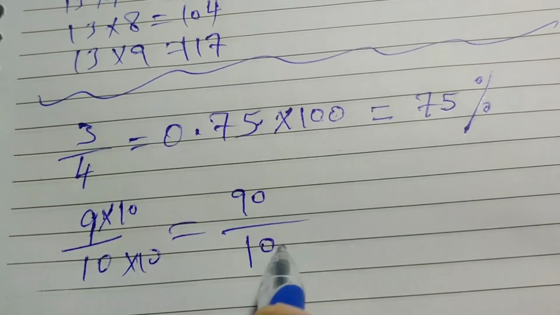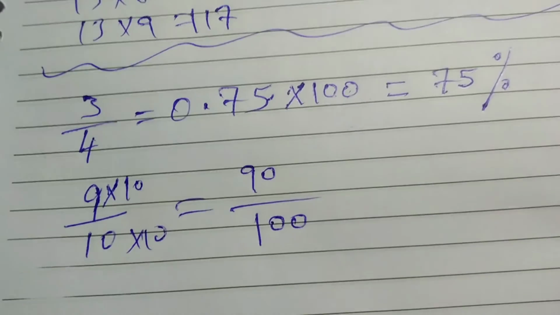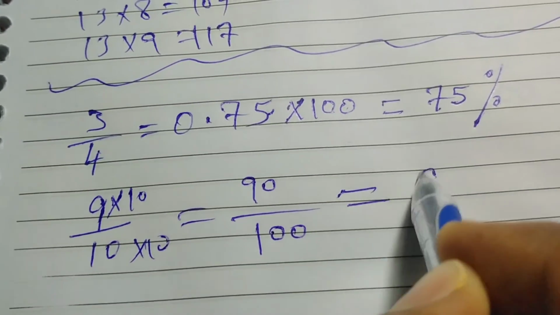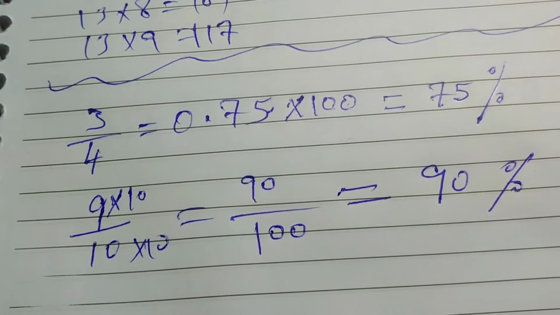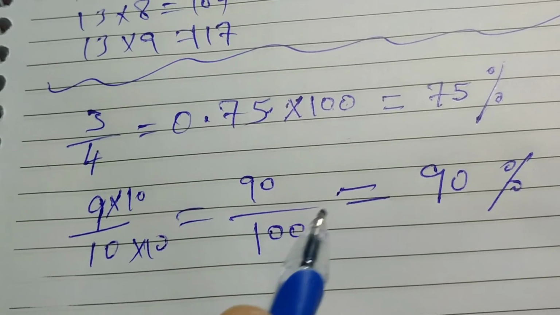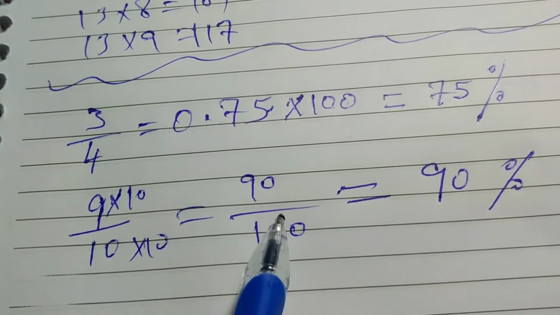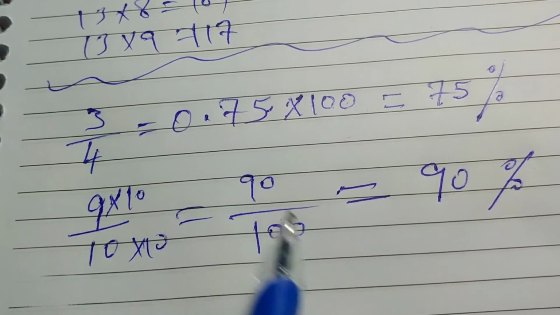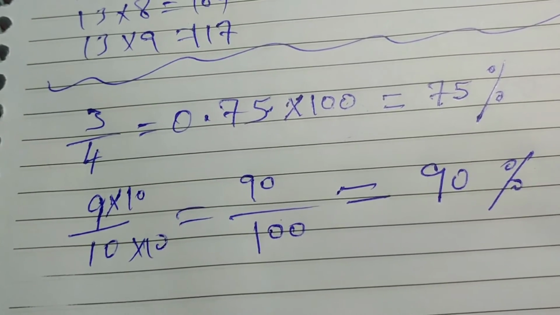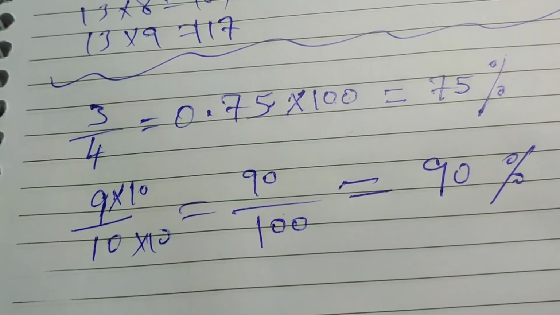10 times 10 is 100. So if the denominator is 100, the numerator is our percentage, because percentage means out of 100. So it is already 90 out of 100. It means 90 is our percentage. Percentage means something out of 100. So let's see one more example.